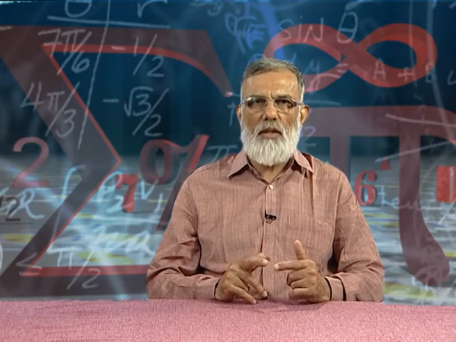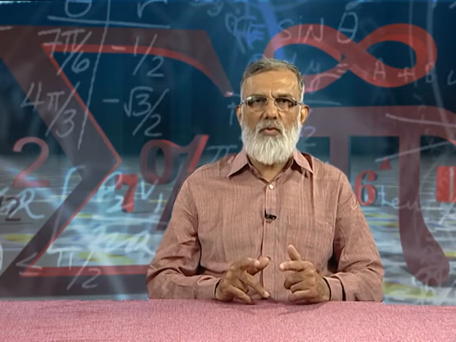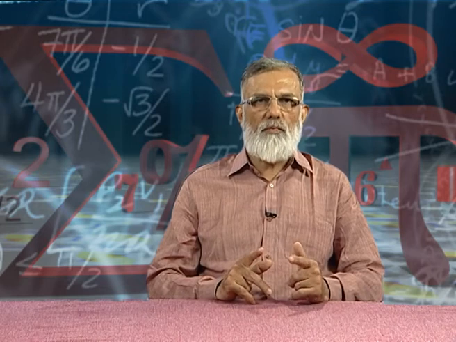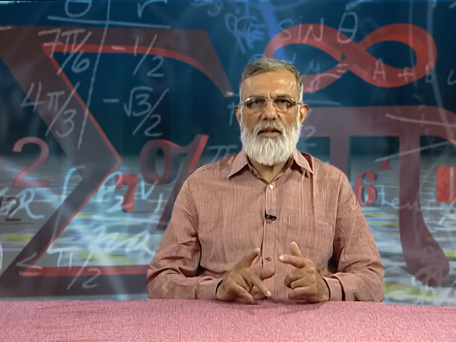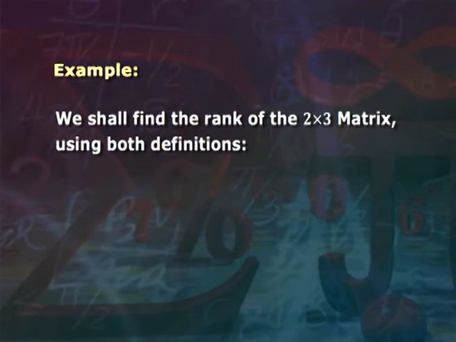The rank of a matrix is the maximum order of a non-vanishing determinant that can be formed out of the given matrix. As both these definitions are equivalent, rank found using any of the definitions will be equal. So, as per our convenience, we can use any definition. Example, we shall find the rank of the 2 by 3 matrix using both definitions. Here A equals 2, 3, 8, 4, 6, 16.